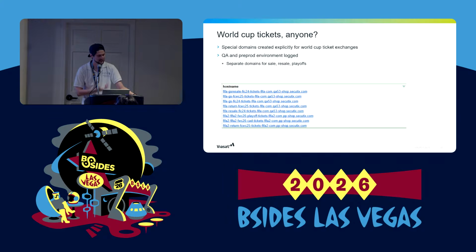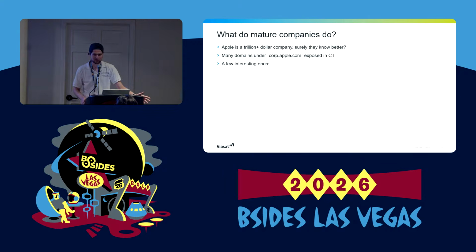But, interesting, right? I didn't finish checking if they have prod equivalents of all of these, but it's in here. What do mature companies do, right? So I mentioned Apple earlier. Apple's a $1 trillion plus company. Surely they know better. They register a ton of stuff under corp.apple.com, which is their internal setup. That's all exposed in CT.